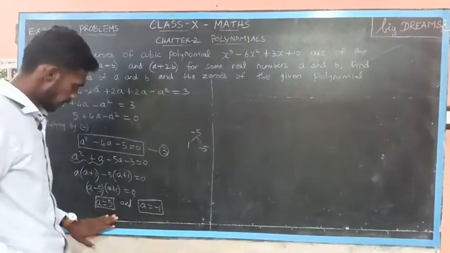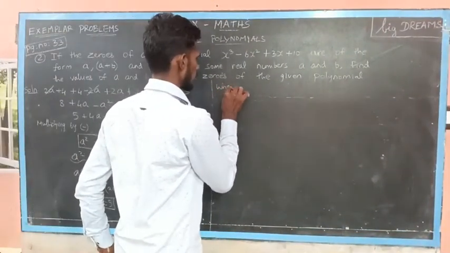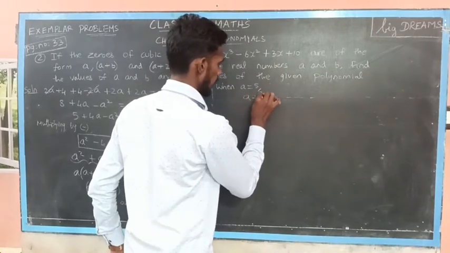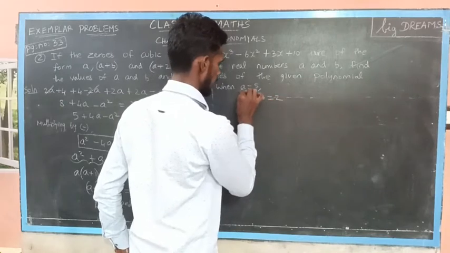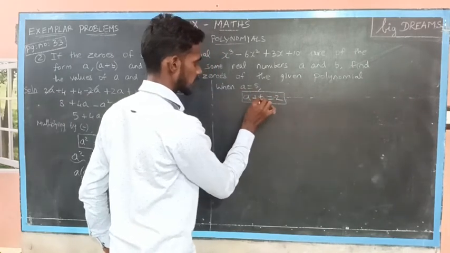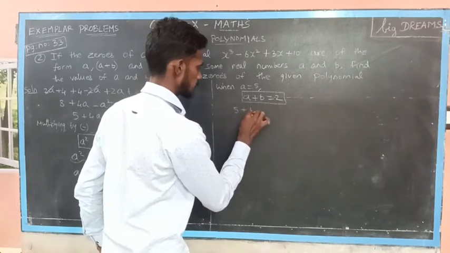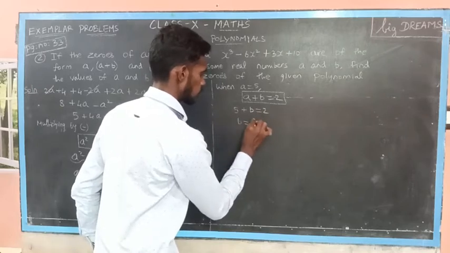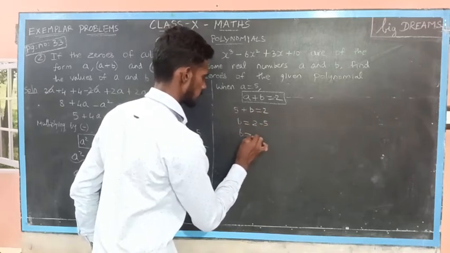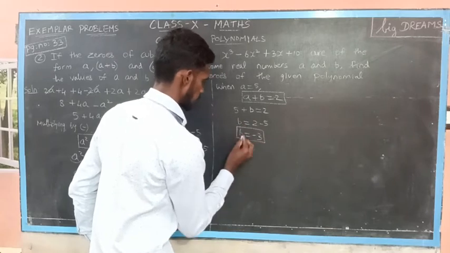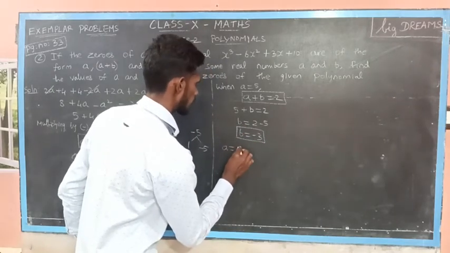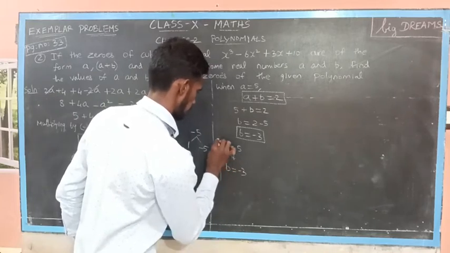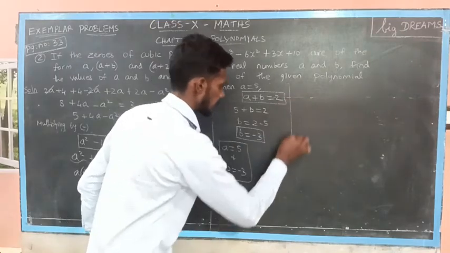See here, when a is equal to 5, what's the relation we have got? a plus b is equal to 2 is the relation we have got. So, substituting a is equal to 5 in this condition, 5 plus b is equal to 2, then b is equal to 2 minus 5. So, 2 minus 5 becomes minus 3. So, one set of solution is a is equal to 5 and b is equal to minus 3. This is one set.